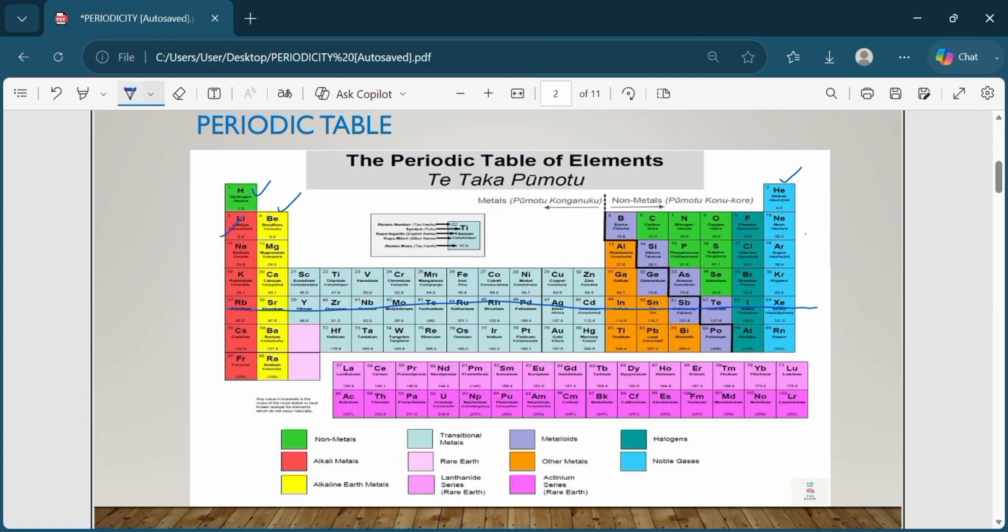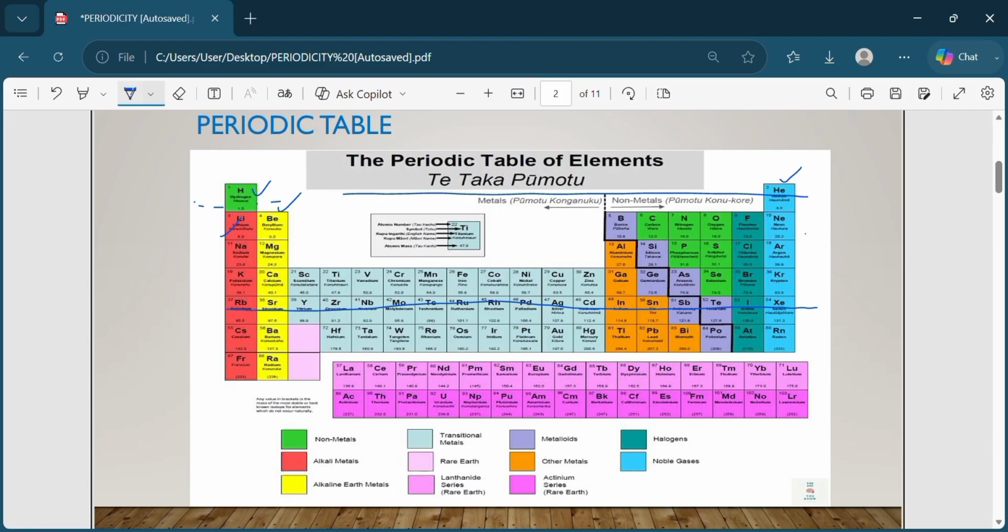Now, elements are classified along these periods specifically because they have the same number of energy levels. Same number of energy levels. For example, when we see the period that runs from hydrogen through helium, these all have only one electron shell or one energy level.